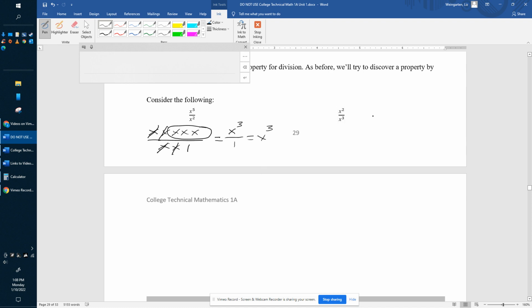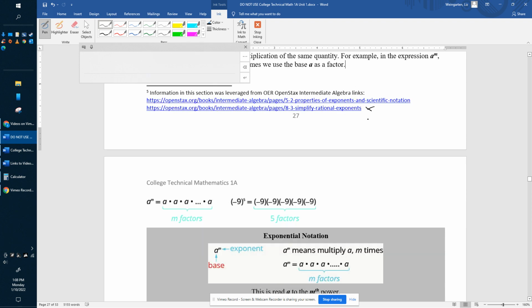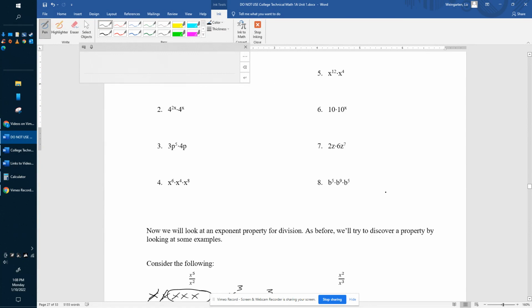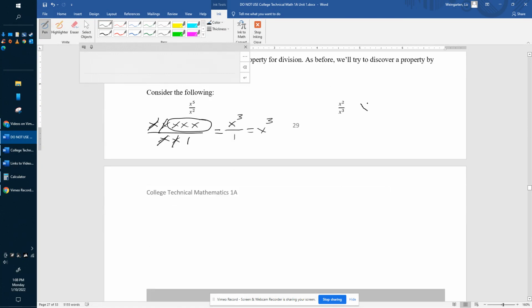We can look at this one as well. With x squared on top, we have 2 x's multiplied by each other, x times x, over 3 x's multiplied by each other, x times x times x. Now we have an x that cancels out here. We have an x that cancels out here. And that gives us a 1 on the top and an x on the bottom.